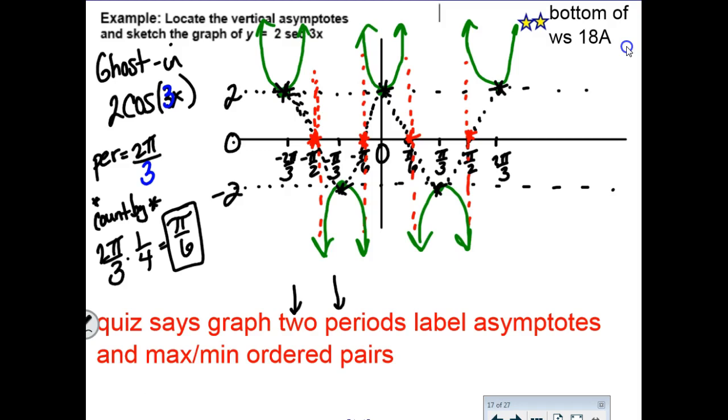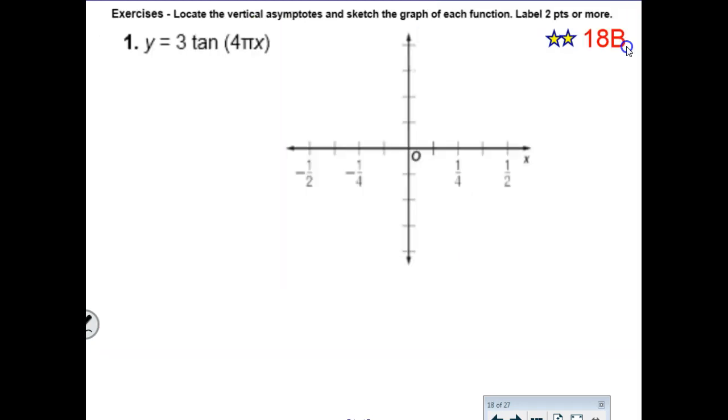So all those extrema are going to be the ordered pairs that I want you to list out. Don't go crazy and give me some weird ordered pairs off your calculator. That's a waste of your time. Oh boy. Now you're on 18B. And then just to really mess with you, they're like, oh, and you know what? I think we were going to graph a tangent.